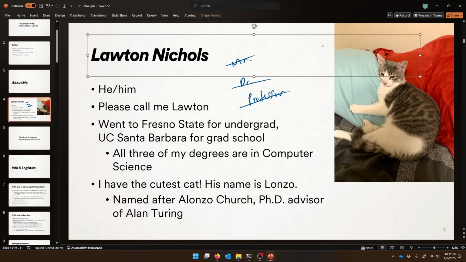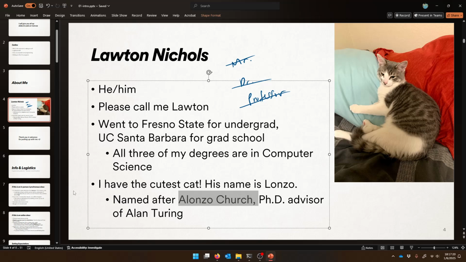And this is my cat. This is him as a kitten. He's much bigger now, but his name is Alonzo. So I've dedicated my firstborn son to the cause of computer science. He's named after Alonzo Church, who is a very famous computer scientist and mathematician. If you haven't heard of him, though, you probably have heard of Alan Turing. He's very extra famous. Alonzo Church was his PhD advisor, so that's pretty cool. And so yeah, that's a little bit about my background. I do like to do normal human things.